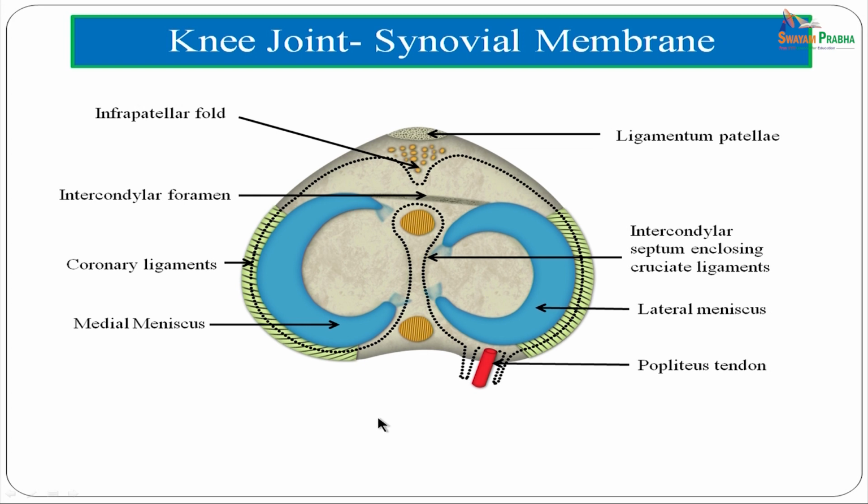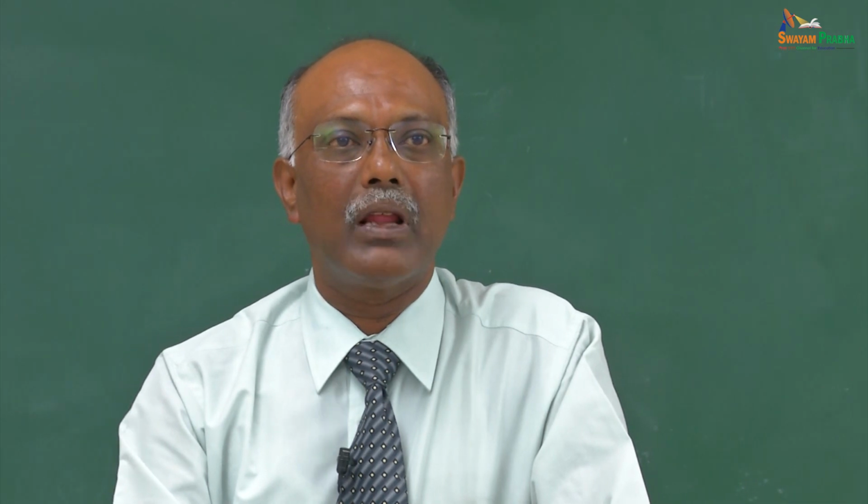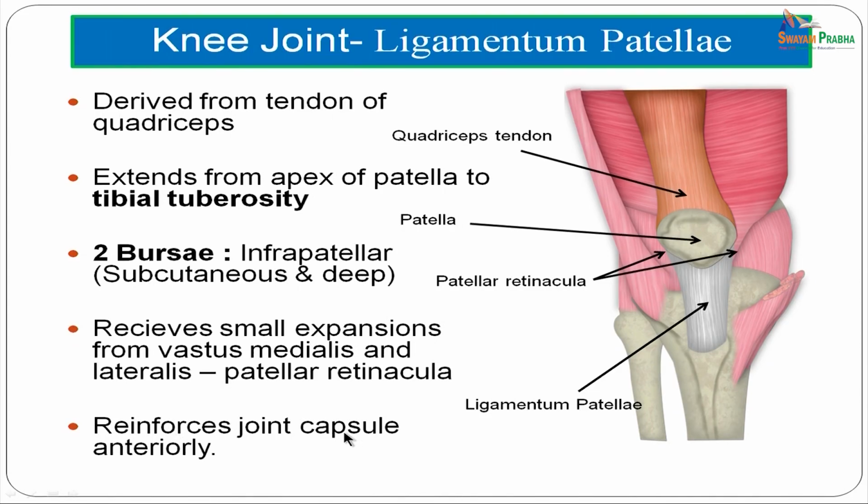Now, we shall have a look at the other ligaments which are the extrinsic ligaments of the knee joint. The first ligament which we see here is the ligamentum patellae. The ligamentum patellae is derived from the tendon of the quadriceps femoris.